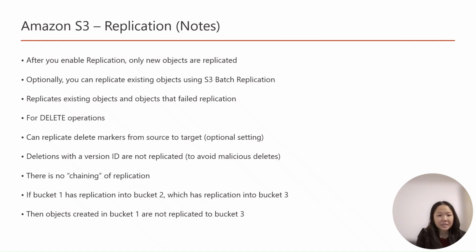That is an optional setting. Deletions with a version ID are not replicated, to avoid malicious deletes. There is no chaining of replication. If bucket 1 has replication into bucket 2, which has replication into bucket 3, then objects created in bucket 1 are not replicated to bucket 3.